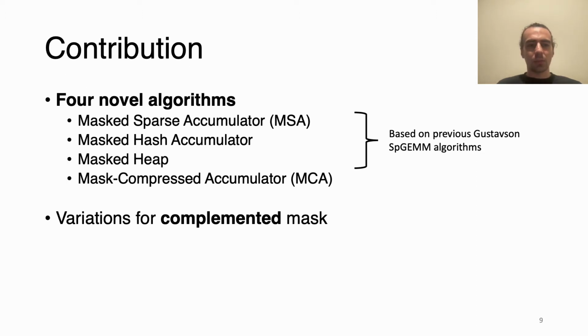Three of them, mask sparse accumulator, mask hash accumulator, and mask heap, are based on previous Gustavson SpGEMM algorithms, and mask compressed accumulator is a completely novel algorithm. In addition to these four algorithms, we provide variations for complemented mask algorithms.